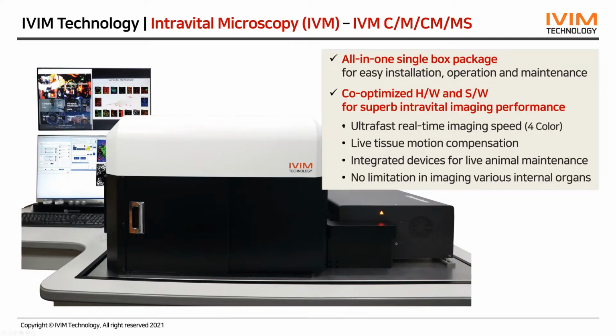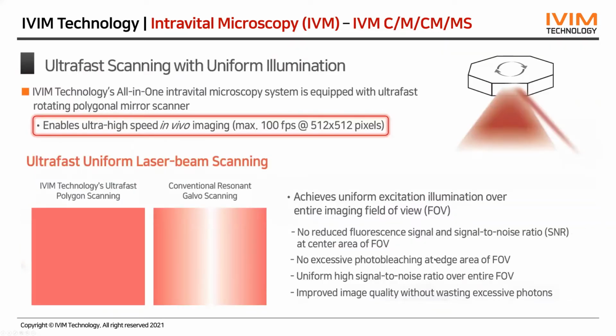So it has unique features such as ultra-fast real-time imaging, up to 100 frames per second. And then it also has live tissue motion compensation functions. And then it integrates all the devices and apparatus for various organ imaging, and to keep the animal alive during the imaging. So basically, as you saw in the previous slides, there's almost no limitation in imaging various internal organs.